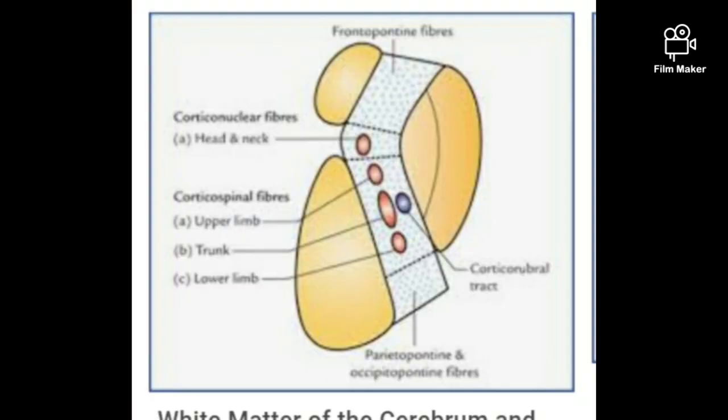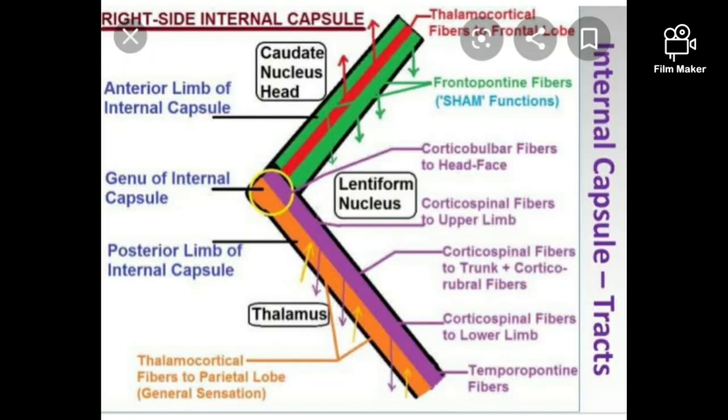Now see the fibers of the internal capsule. The fibers present in the internal capsule are motor fibers, pyramidal fibers as well as extrapyramidal fibers. The fibers present in the anterior limb are frontopontine fibers, anterior thalamic radiation, fibers of the medial forebrain bundle, and corticostriatal fibers.